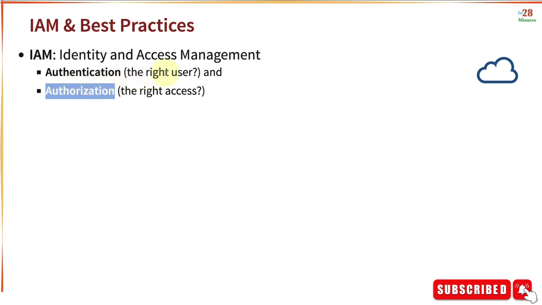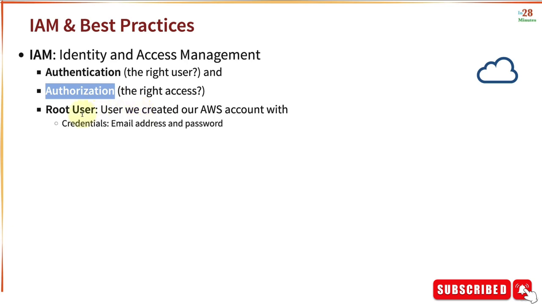Authentication is: is it the right user? Authorization is: does the user have the right access? In the previous step, we created our AWS account, and while creating our AWS account, we created a root user. The root user credentials are the email address which we used to create the AWS account and the password which we assigned to it while we were creating the account.